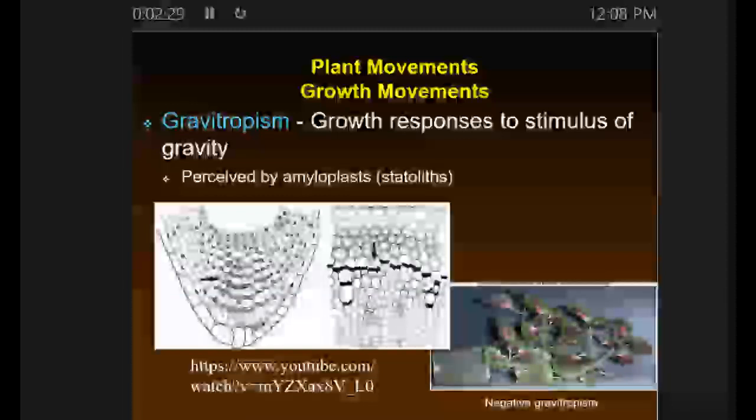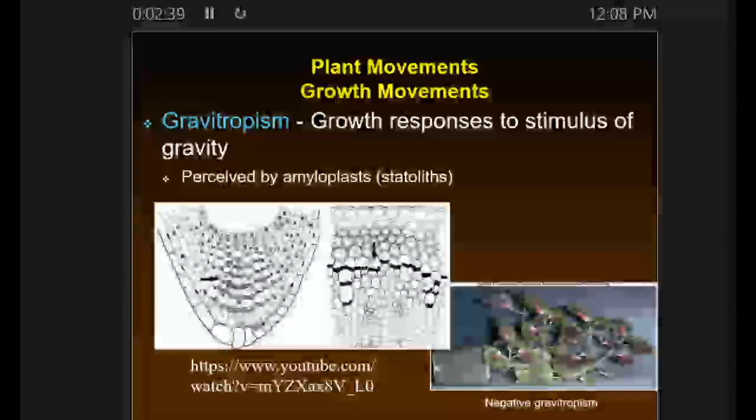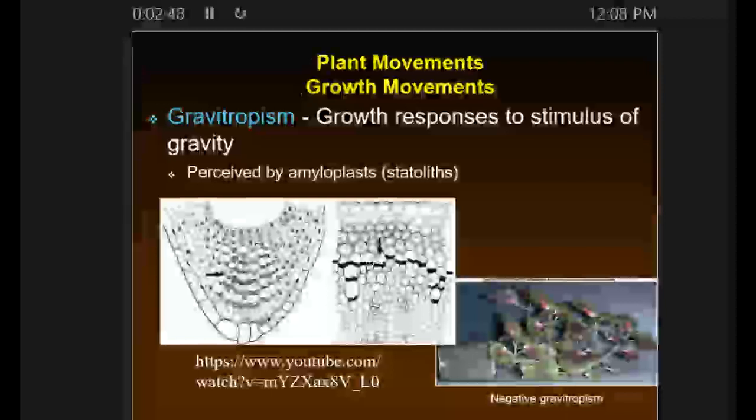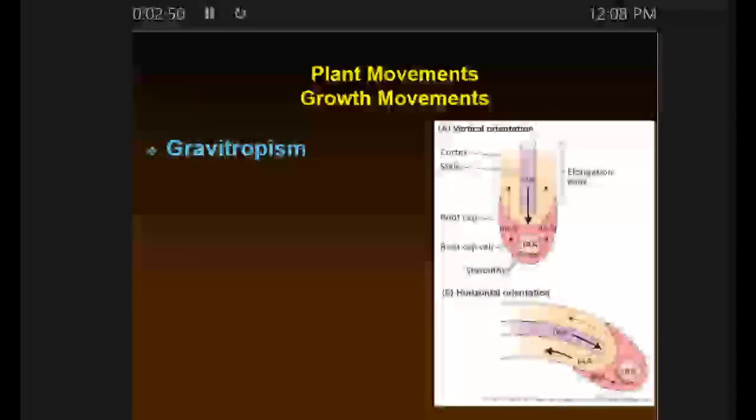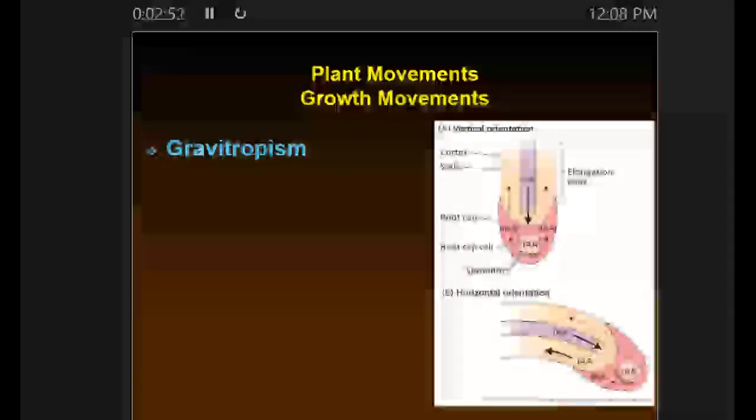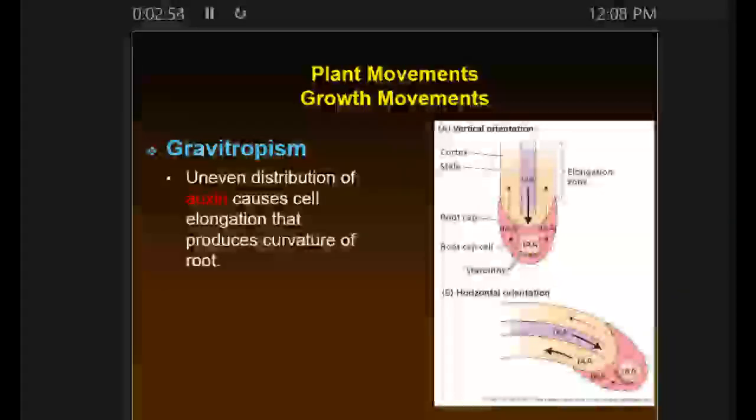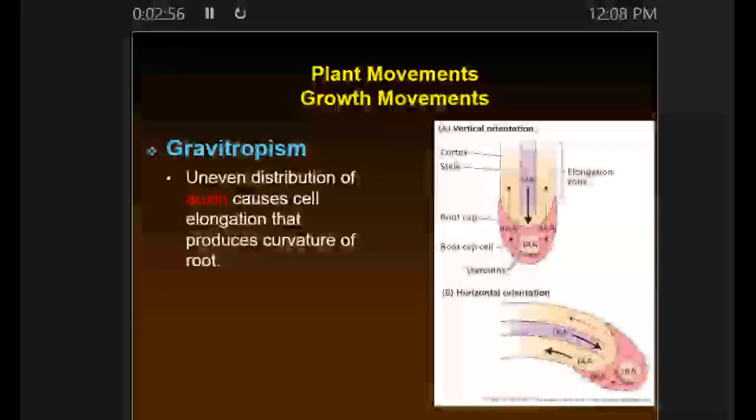On the other hand, plant shoots and leaves want to grow away from gravity, so they do just the opposite. It's called negative gravitropism because they're growing away from the force of gravity, which makes sense. Most stem tissue is above ground, not below ground. Hormones are involved in that, and part of it is auxin getting redistributed in the root tissue.